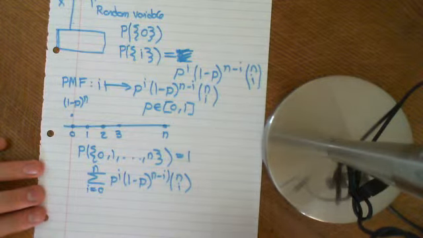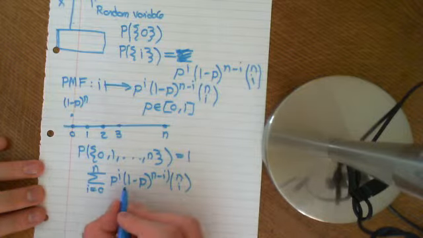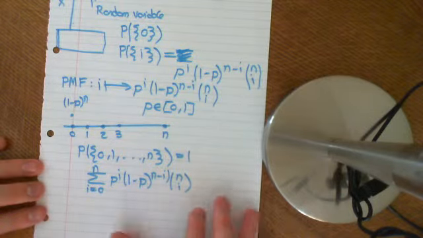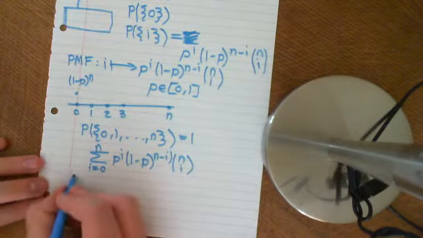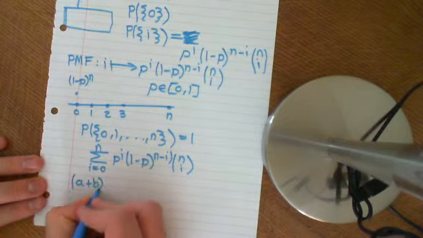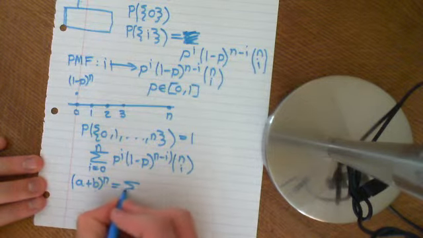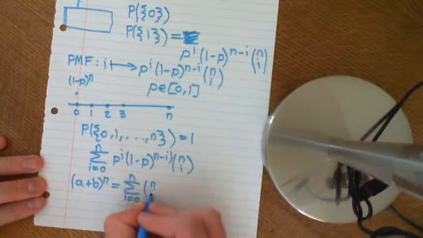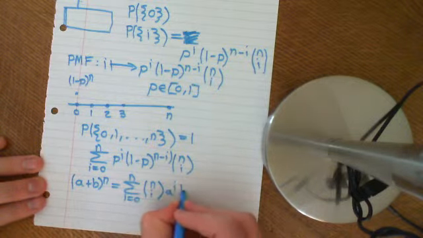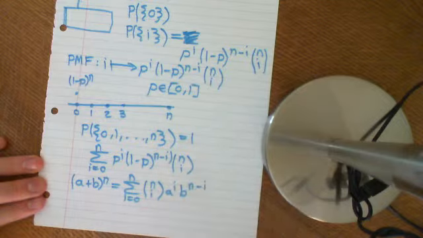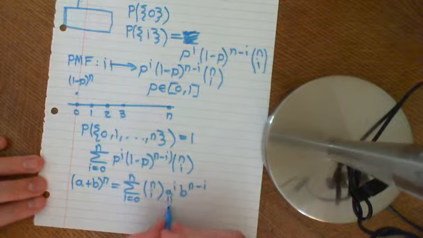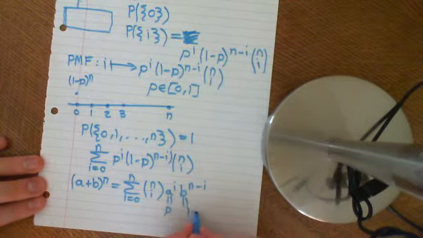Okay, so the way that we can think about this is to use the binomial theorem. The binomial theorem says that if you have a plus b to the power of n, this is equal to the sum from i equal to 0 to n of n choose i, a to the i, b to the n minus i. So that looks very similar to here, where we could let a be equal to p and b equal to 1 minus p.